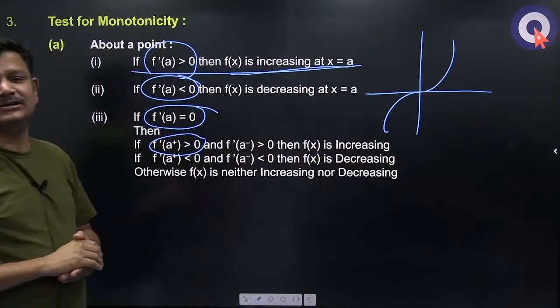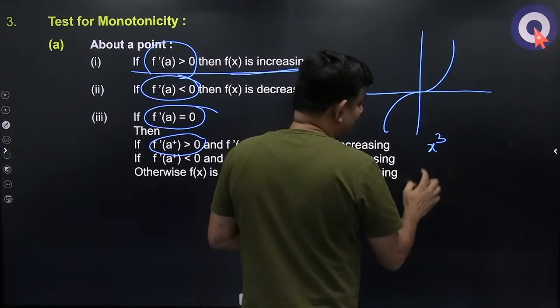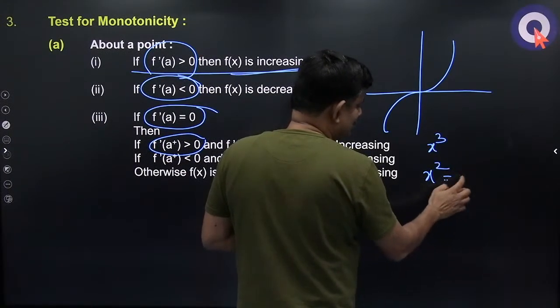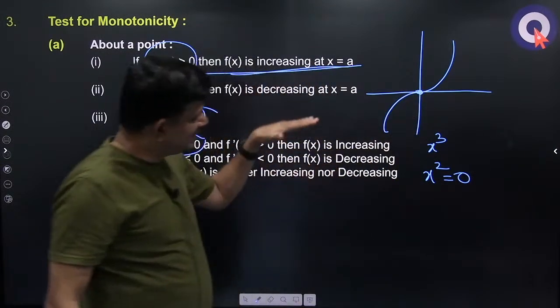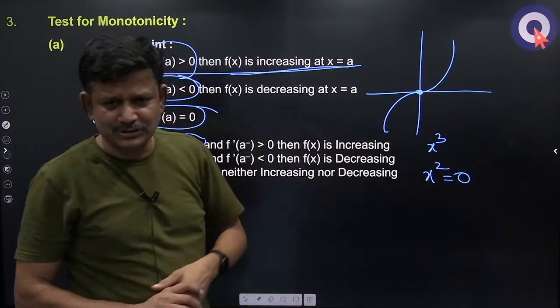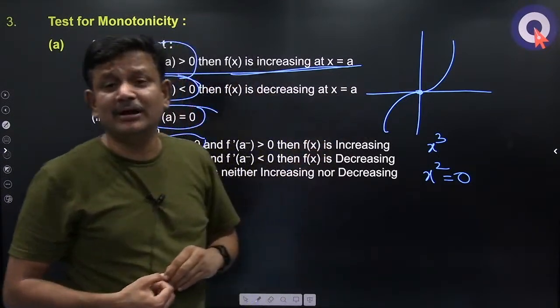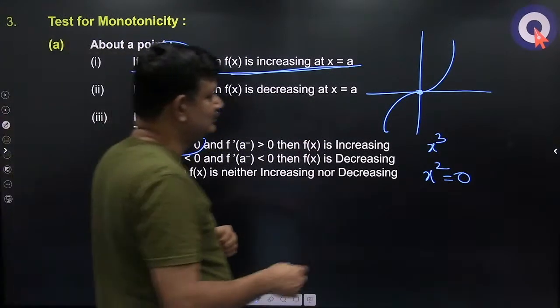x cube is a strictly increasing function. However, derivative at 0 is 0. But still the function is increasing at 0. After 0, if you take an immediate value, it will be positive. Before 0, if you take values, it will be negative. It's an increasing function at 0. But what is the derivative? 0.